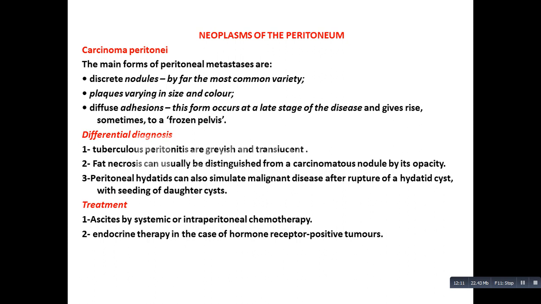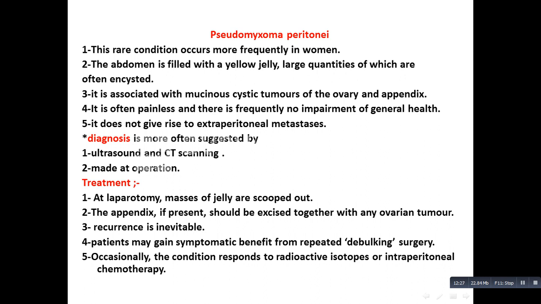Pseudomyxoma peritonei is a rare condition that occurs more frequently in women. The abdomen is filled with a large quantity of yellow jelly, which is often insistent. It is associated with mucinous cystic tumors of the ovary and appendix. It is often painless and there is frequently no impairment of general health. It does not give rise to extra-peritoneal spread. Diagnosis is suggested by CT scan and ultrasound and made at operation.